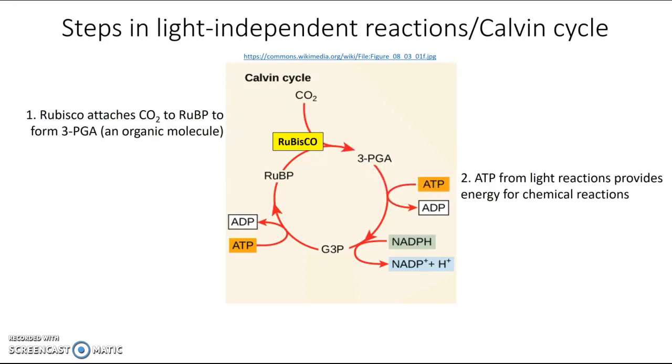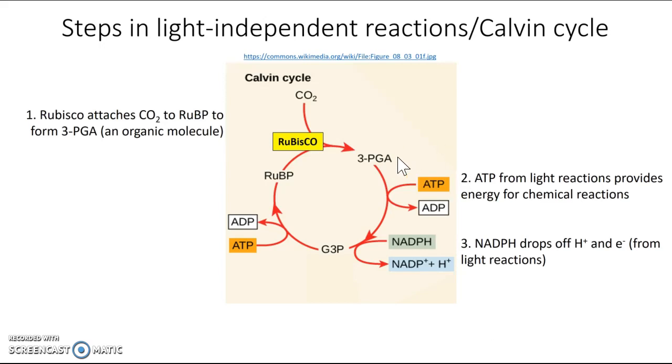If we continue along the cycle here, the next thing that happens is that ATP comes in. That's the same ATP that was produced in the light reactions, and that's going to provide energy for the chemical reactions in the Calvin cycle. The next thing that happens is NADPH comes in, and it drops off the hydrogen ions and the energized electrons that it got from the light reactions.